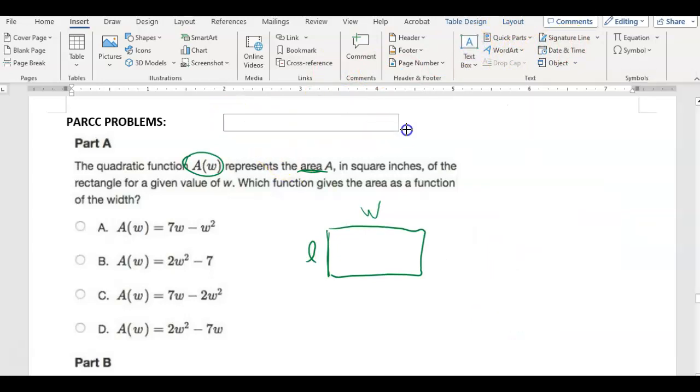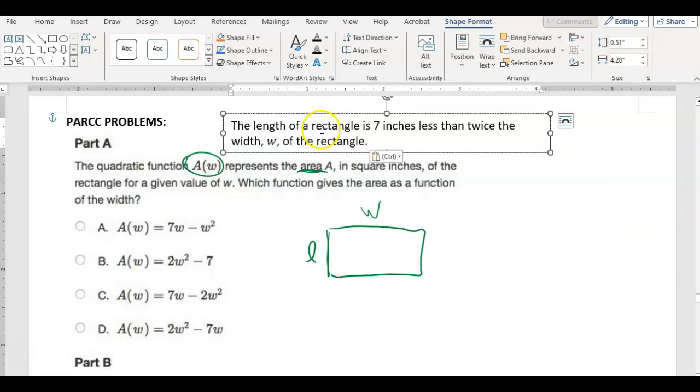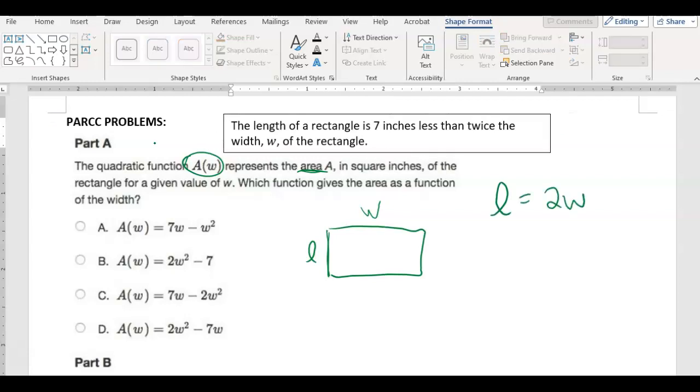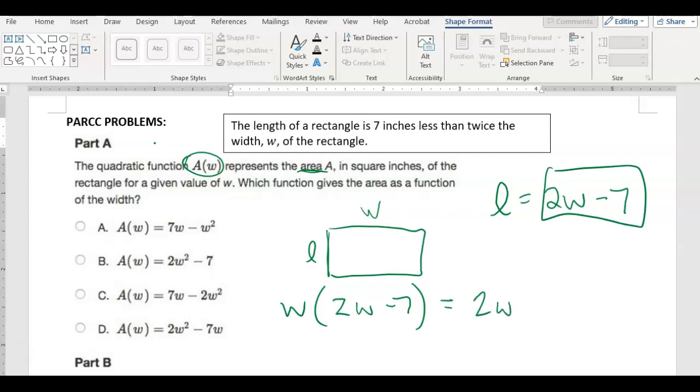So here's the information that you're missing. The length of a rectangle is 7 inches less than twice the width of the rectangle, W. So the length equals twice the width minus 7 inches. So that's what the length equals, right? So if our area is width times length, it would be width times 2W minus 7, because this represents the length. And so then our area would be 2W squared minus 7W. And so the best one that matches here is D.